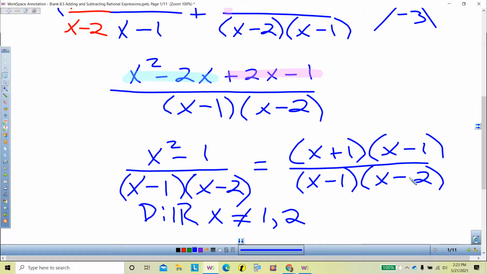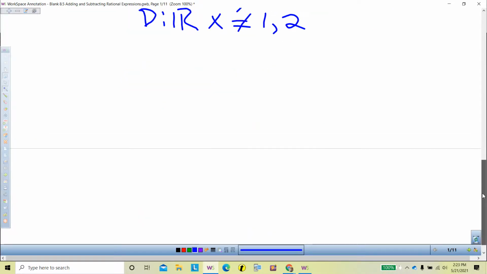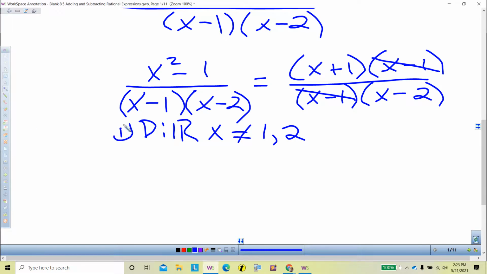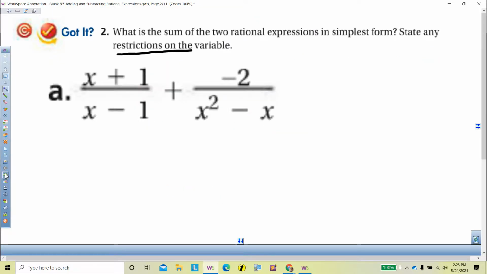So then, after you get the domain, it's just cancel. So then x minus 1 cancels. So in our two-part answer, part 1 is the domain, part 2 is x plus 1 over x minus 2. So you've got to get a common denominator, multiply by what's missing. Write this one down.